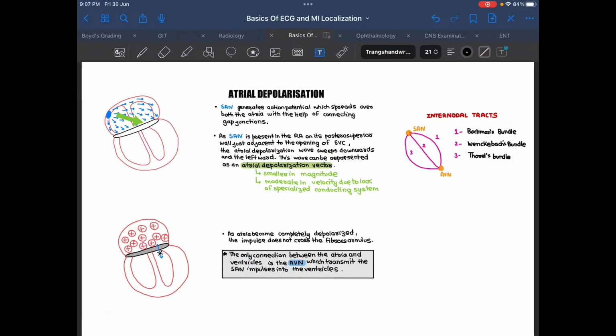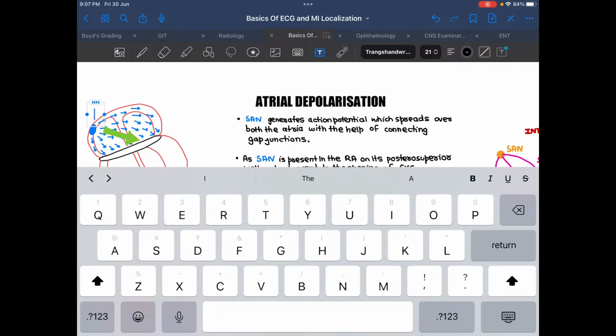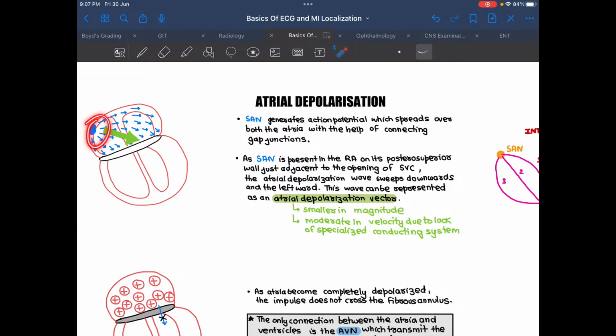Before we go on, I need you to know something about atrial depolarization. As you can see over here, we have an SA node which is present over here. What is the site of the SA node? It's at the junction of the right atrium and the superior vena cava. That's at the posterior superior wall of the right atrium, right?